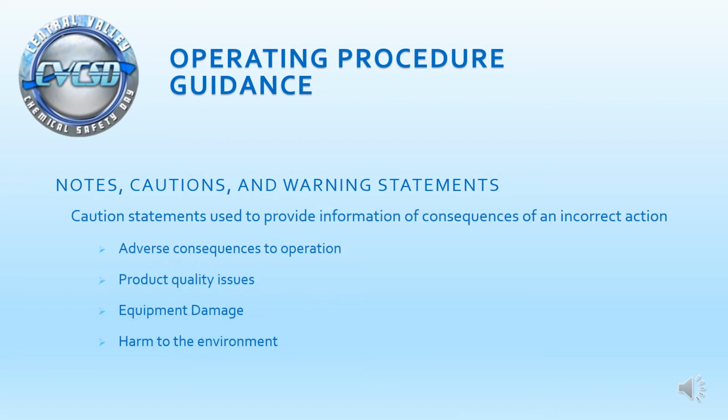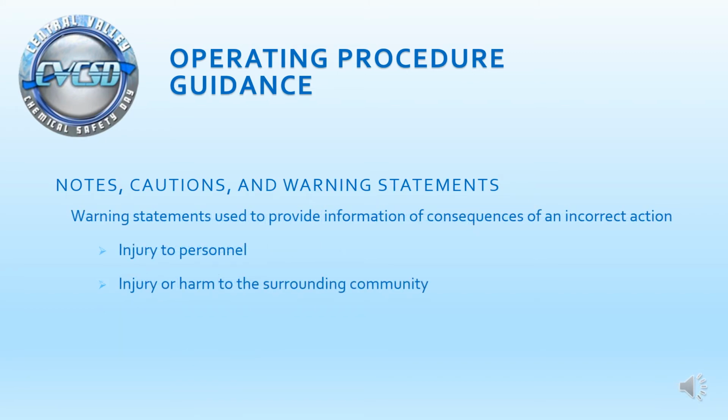Then with caution statements, these are used to provide the consequences of an incorrect action. And typically these would be adverse consequences to the operation or product quality issues, possible equipment damage or harm to the environment. And when warning statements are used, these are, again, consequences of inaction or incorrect action, but specifically related to injury to personnel or injury or harm to the surrounding community.